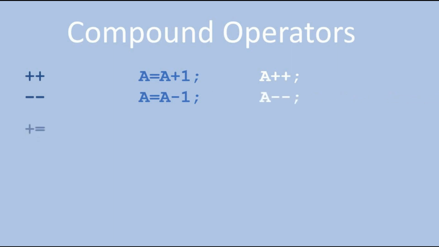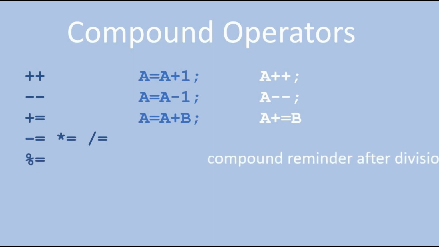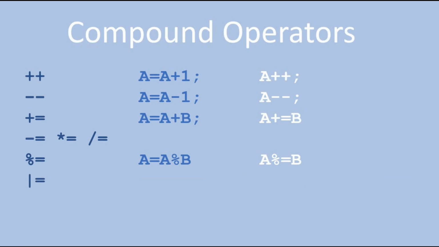We also have compound for all types of arithmetic operators. Here's the one for addition. So instead of assigning to variable a the result of adding variable a to variable b, we can simply use this compound operator. We have similar compound operators for subtraction, multiplication, and division. Then we have compound operators for remainder after division, logical OR operator, and logical AND operator.